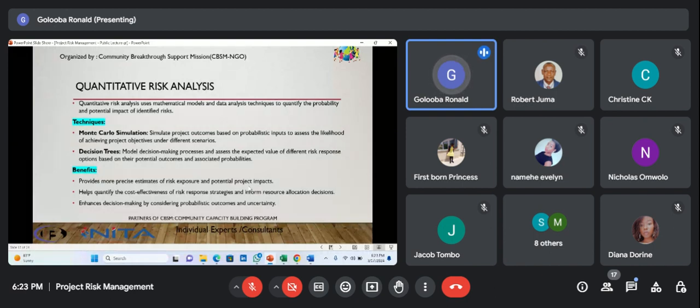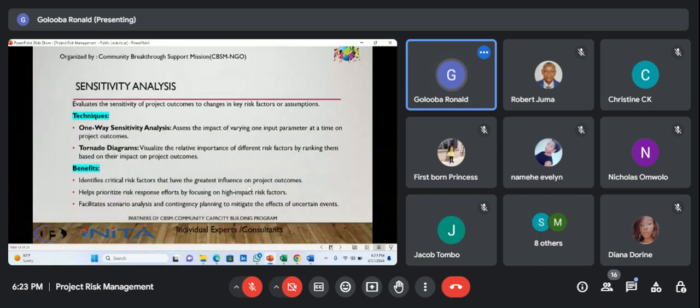So we also have sensitivity analysis, and here we evaluate the sensitivity of the project outcomes to changes in key risk factors or assumptions. And here, basically, we are developing hypotheses and testing them using techniques like one-way sensitivity analysis that assesses the impact of varying one input parameter at a time on project outcomes. We are also looking at tornado diagrams that visualize the relative importance of different risk factors by ranking them based on their impact on the project outcomes.